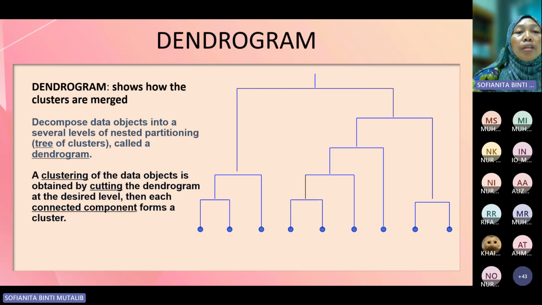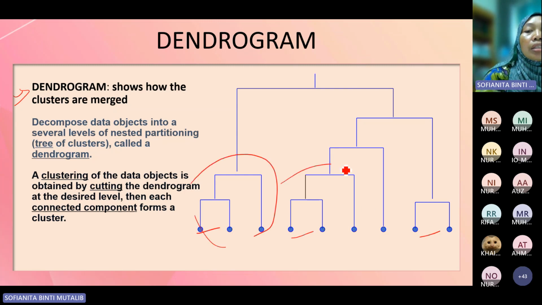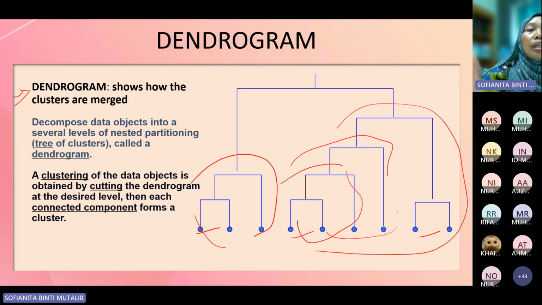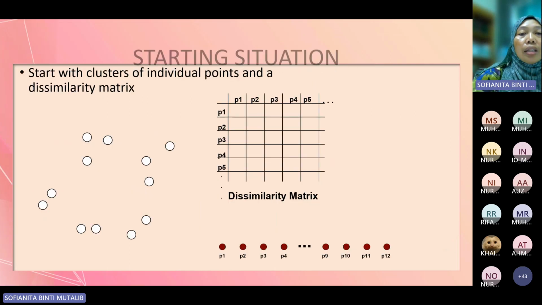Now we look at some examples that we can produce after we perform the hierarchical clustering. We can produce this one. This is the one that we merge. This is being merged, and then it's being merged together, and all is being merged until a single cluster.